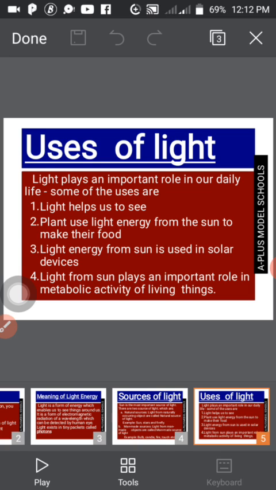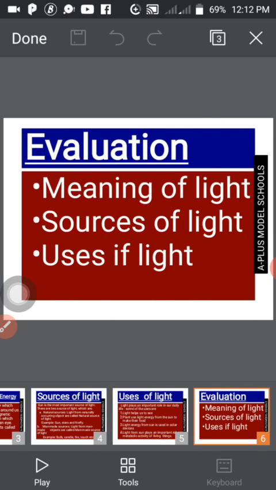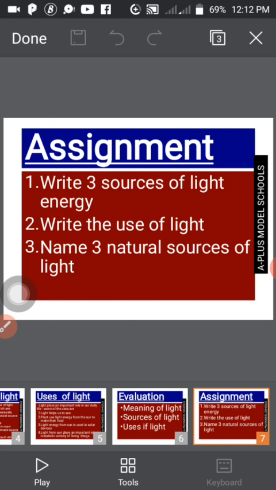Now, after the explanation of all these subtopics, you should be able to provide an appropriate answer to the following questions. Meaning of light, sources of light, uses of light. Now, do this assignment. Write 3 sources of light energy. Write the uses of light. Write 3 natural sources of light. Make sure you do it correctly.